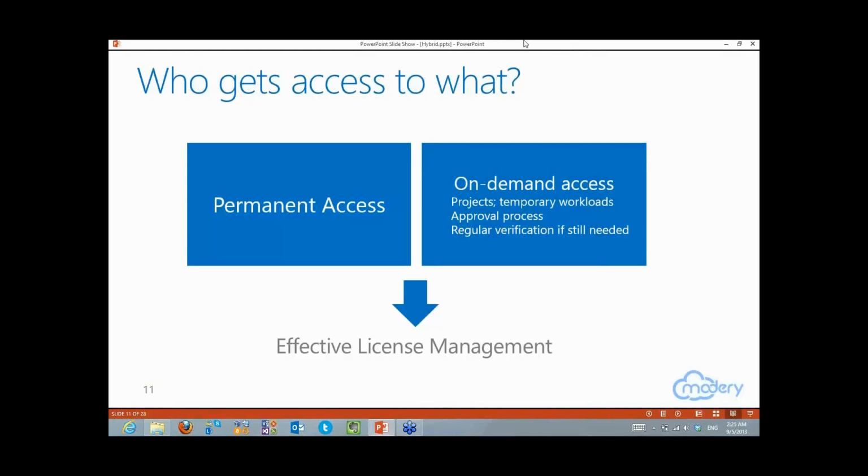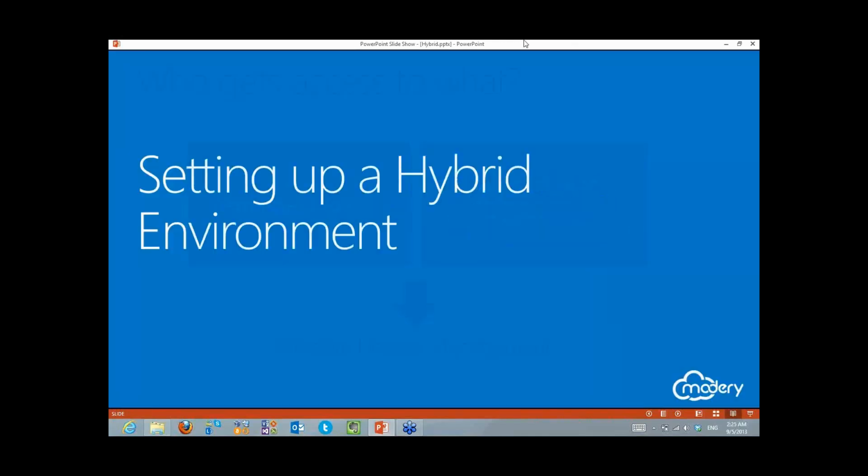So if you have a lot of on-demand access, then watch out for that, and if you do it properly, you can save even more than just buying a specific amount of licenses. Okay, so that's part of the planning process for setting up a hybrid or preparing for a hybrid.